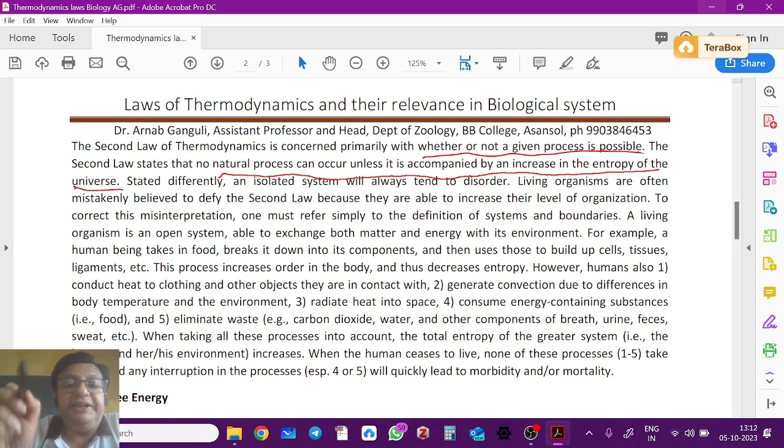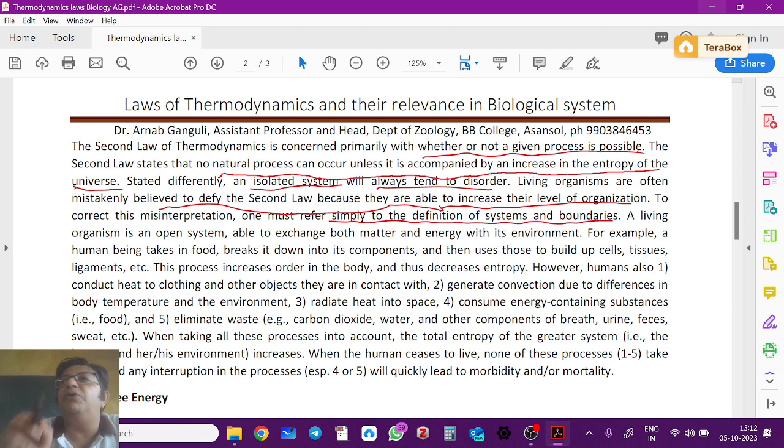If you state it differently, an isolated system, isolated meaning there is no exchange between the system and its environment. It is closed. An isolated system will always tend toward disorder. Living organisms are mistakenly believed to defy the second law of thermodynamics because they are able to increase their level of organization. But one must simply refer to the definition of the system and boundaries. What is the boundary? A living system is an open system. We are always giving up energy to the environment.